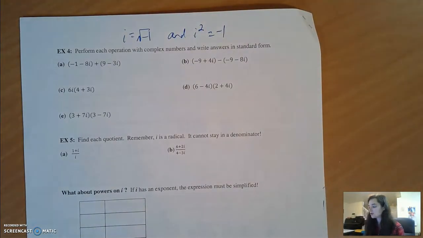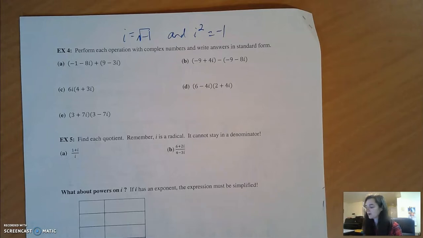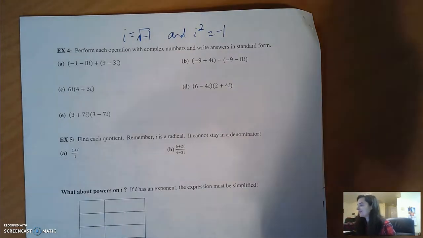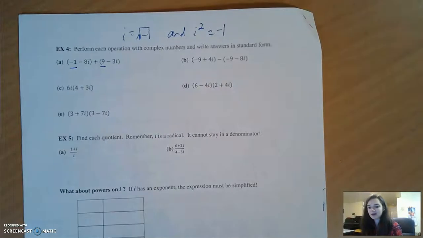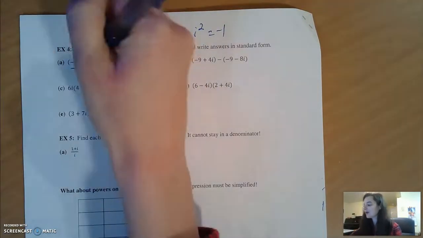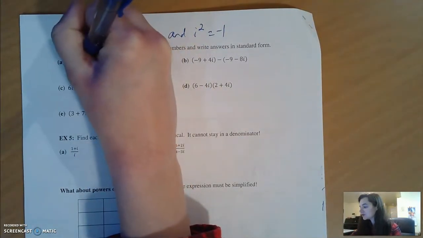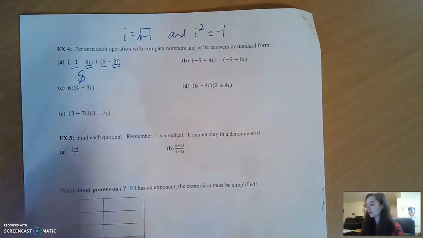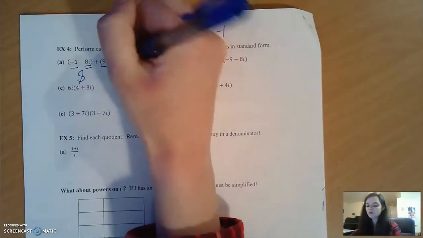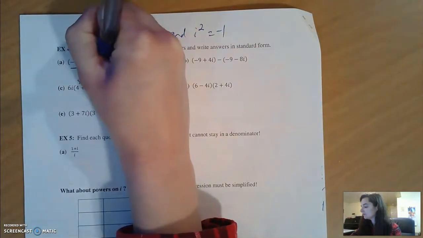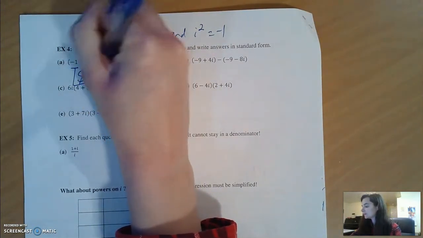Ready? So in the first one, we have -1 minus 8i plus 9 minus 3i. So we're just adding like terms, which is great. Okay? So adding our real numbers together, we have a -1 and a +9. So -1 plus 9 would be 8. And then we can also add our imaginary numbers, which are like terms. And -8i plus negative 3i would be negative 11i. And that's it. That's our answer.